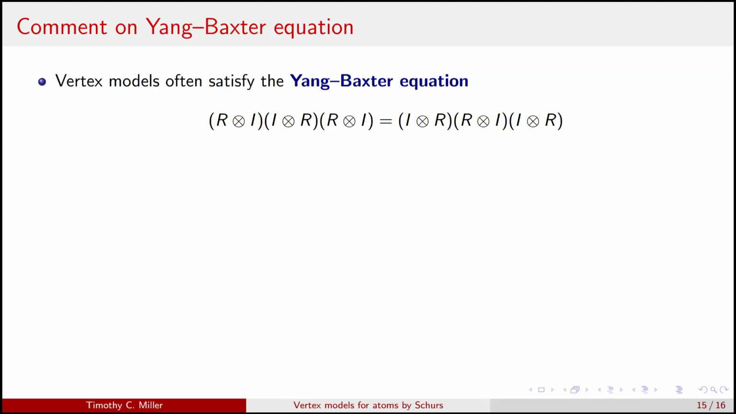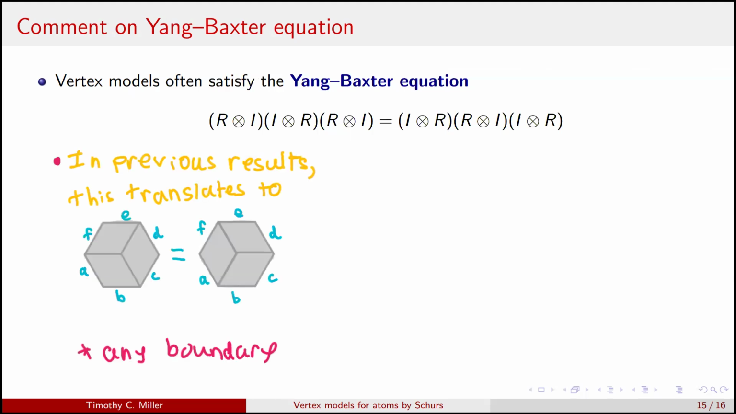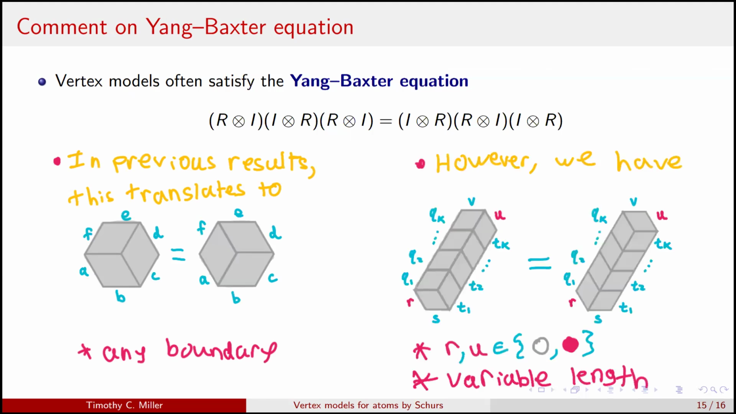but I should probably put some parameters in there. In previous results, this translates to this cube rule for any boundary. But we have this more complicated rule, and I would really like a cube rule, but I can't figure it out. But maybe this is the only thing that's really possible. Anyways, that's all I have for now.